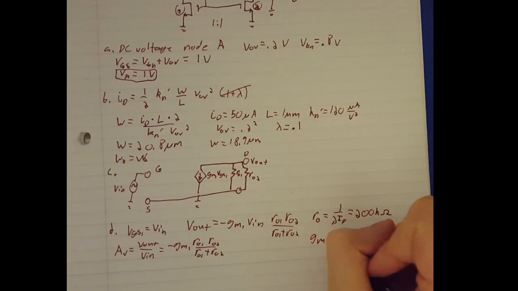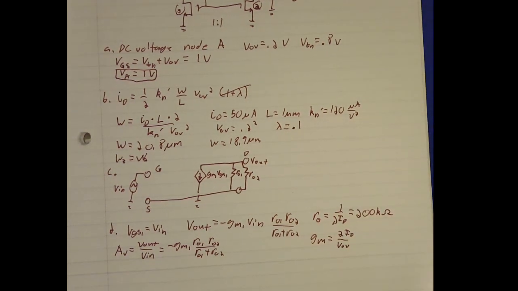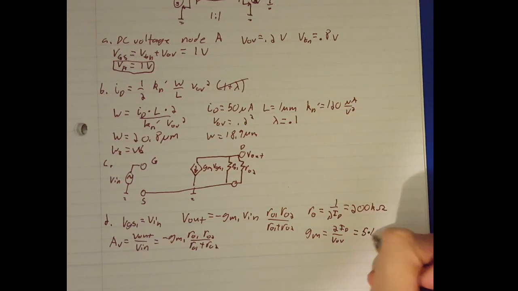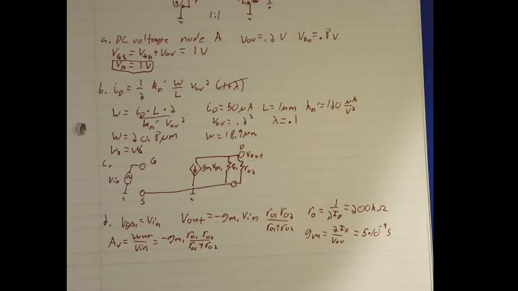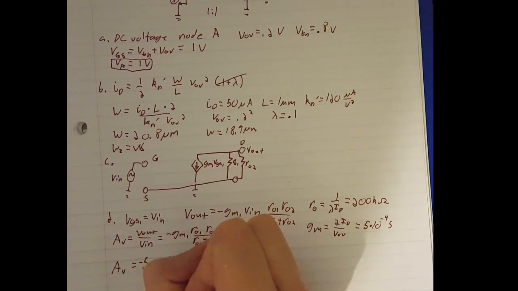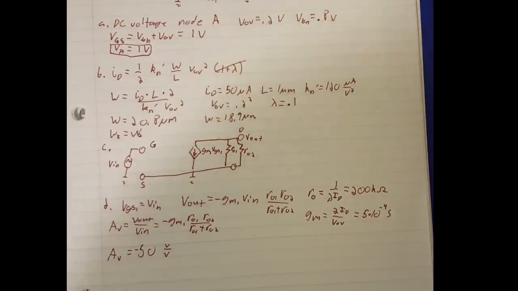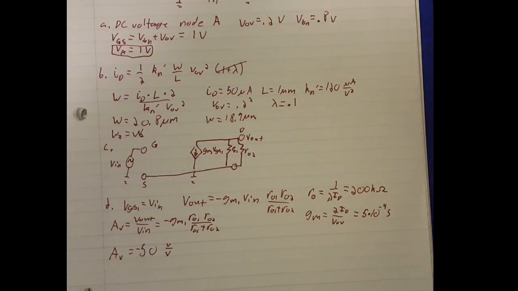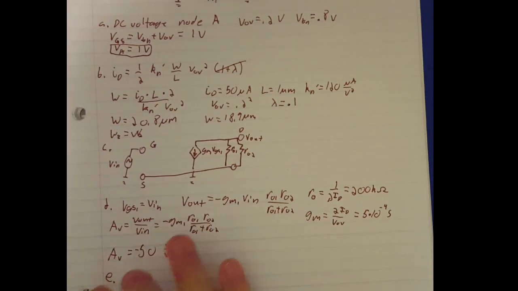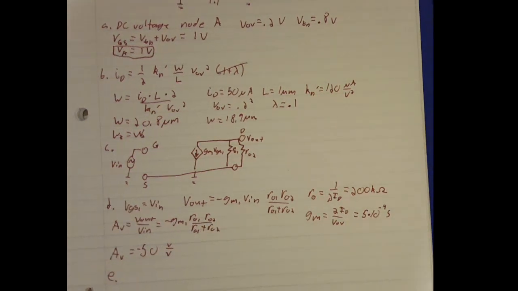And GM is equal to 2ID over V over. V over is 0.2 volts. So that gives us a GM of 5 times 10 to the negative 4 siemens. And that gives us an AV of negative 50 volts per volt. Now, part E is how does the voltage gain change if you double the current while holding V over and L constant?